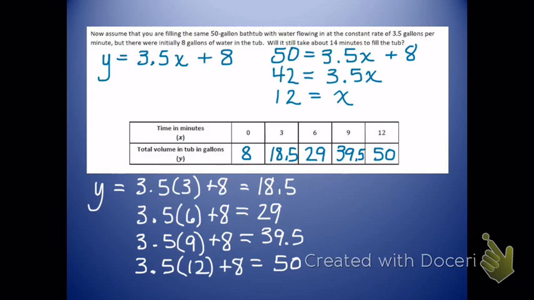So I hope you're noticing the y equals mx plus b format of these linear equations that are being used as a rule for this linear function that's described in this problem. So another way to restate this function again is that the total volume of water in the tub is a function of the time that the faucet spends running.